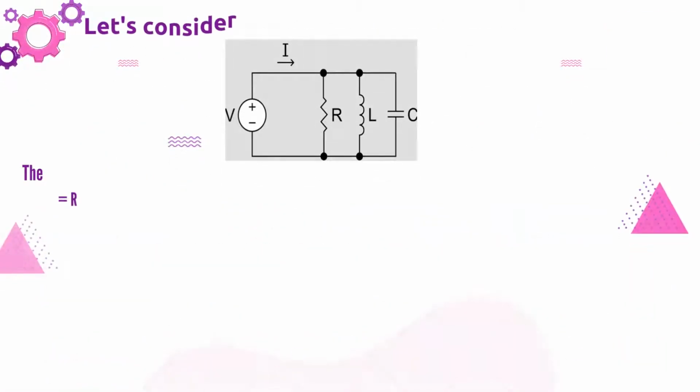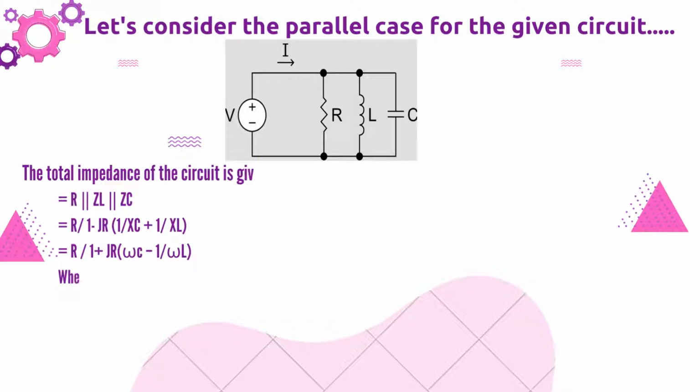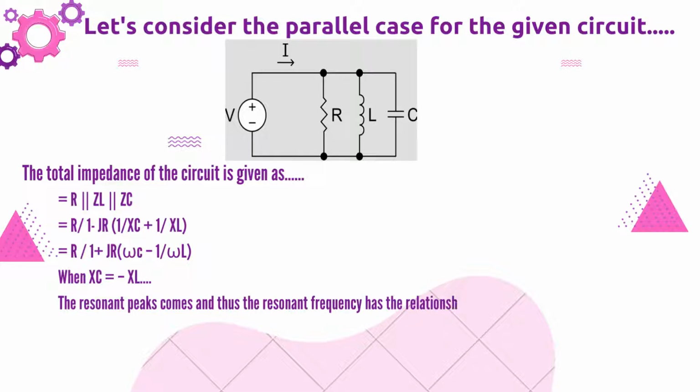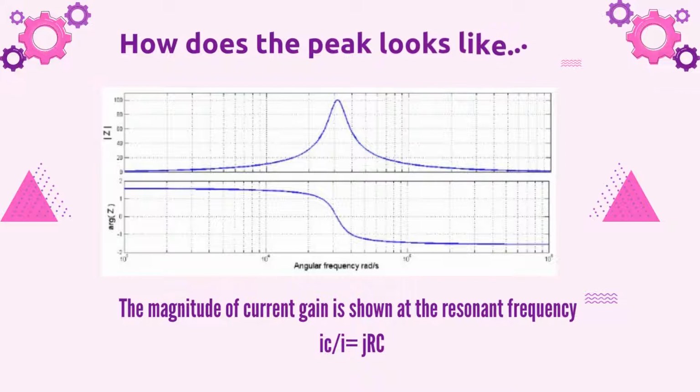The total impedance is calculated when R is parallel to ZL, which is parallel to ZC, where ZL and ZC are the impedances of the inductor and capacitor respectively. When XL is equal to minus XC, omega naught comes out to be root of 1 by LC, and then the current gain can be calculated as shown in the slide. The given slide shows how the graph looks, and the peak corresponds to the resonating frequency.